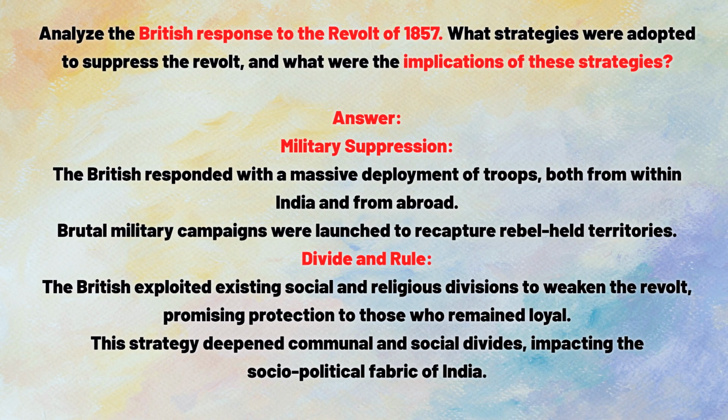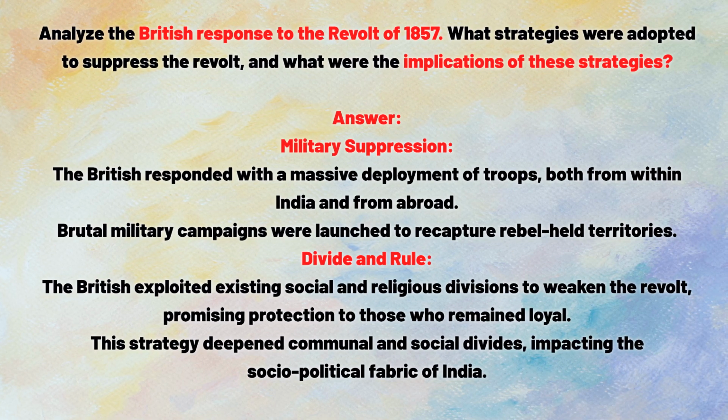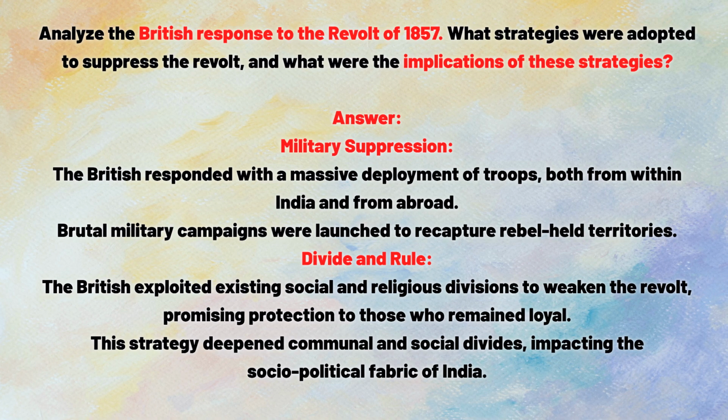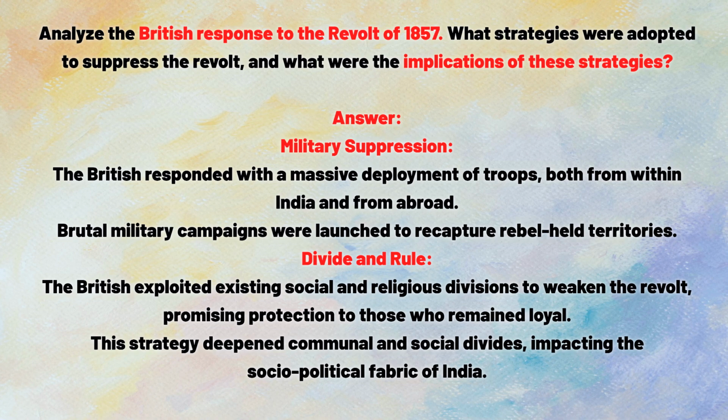Analyze the British response to the revolt of 1857. What strategies were adopted to suppress the revolt, and what were the implications of these strategies? Answer: military suppression. The British responded with a massive deployment of troops, both from within India and from abroad.